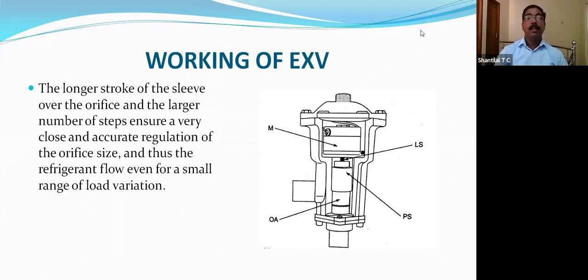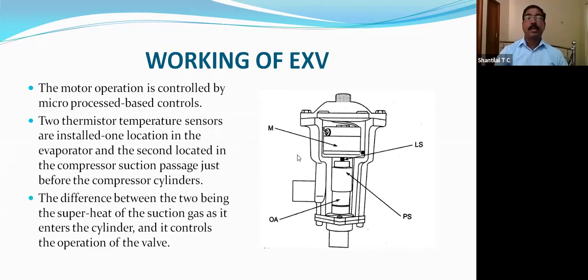So a smaller change also it will accurately sense and supply refrigerant to the evaporator. The motor operation. See, this is the motor, in the electronic expansion valve. One motor will be there. That motor we have already explained. That motor is known as a stepper motor. So the motor operation is controlled by a microprocessor based control. So this is not an ordinary motor. This is an electronic motor, and this motor works based on a microprocessor based control system.